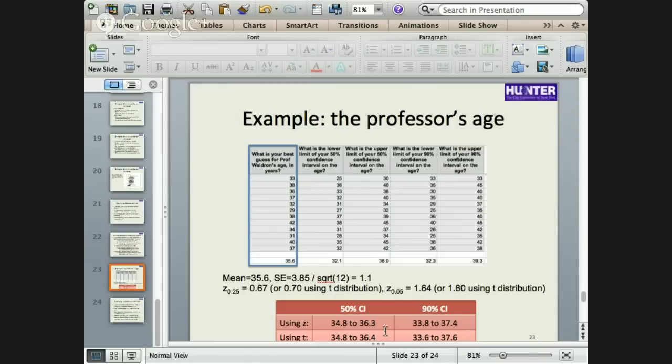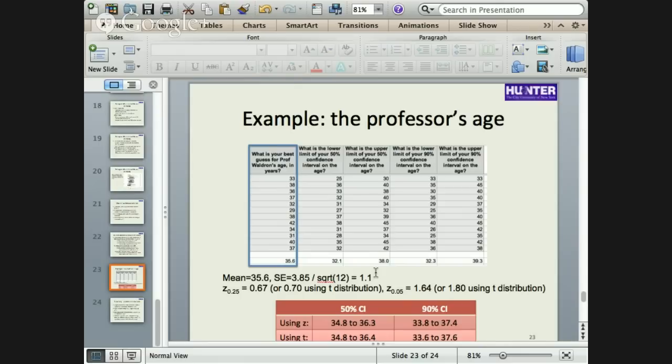Okay, so back to the example of the age. I went ahead and used just the point estimates and calculated the average of those. So I'm just treating those guesses as a sample from a population, guessing my age. The average age of the guesses was 35.6 years. The standard deviation was 3.85. Standard error was 1.1.